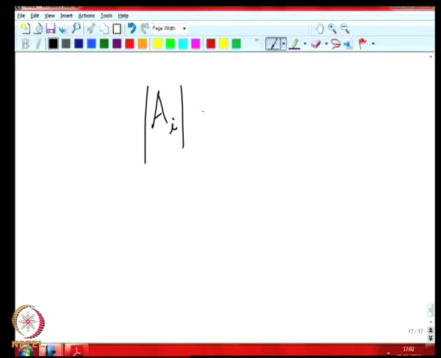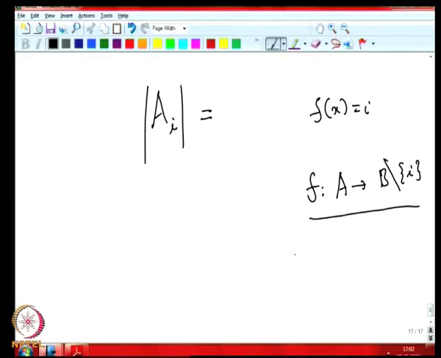The cardinality of A_i: A_i says it is a function, we are counting the number of functions such that i does not have a preimage, meaning no member of A is such that f(x) equals i. That means it is as good as defining a function from A to B minus {i}. The cardinality of this set is n minus 1, and therefore the number of functions is (n minus 1) raised to m.